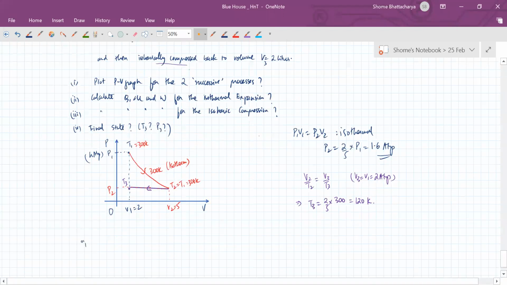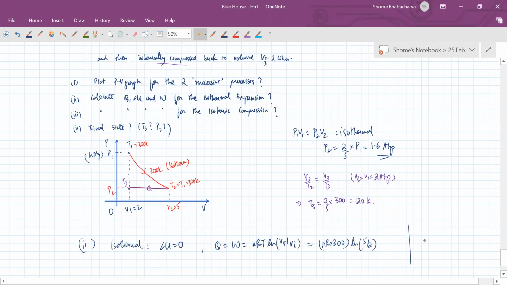Yeah, so I'm working that out. So for the isothermal process, okay, delta U is 0 and Q is equal to W is equal to nRT, natural log of final by initial volume. Okay, so that is nothing but nR into 300 into natural log of 5 by 2.